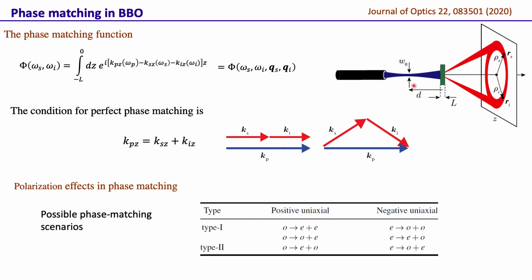So if we insist that the pump is extraordinarily polarized and both the signal and idler are ordinarily polarized, then we can satisfy the phase matching. We can also satisfy the phase matching when signal and idler are oppositely polarized, that is, one is extraordinary and the other is ordinary, and vice versa. These two other conditions are called type 2 phase matching. So we can satisfy the phase matching when the pump, signal, and idler are in this combination, and we can also satisfy it when they are in these combinations, that is type 1 and type 2.